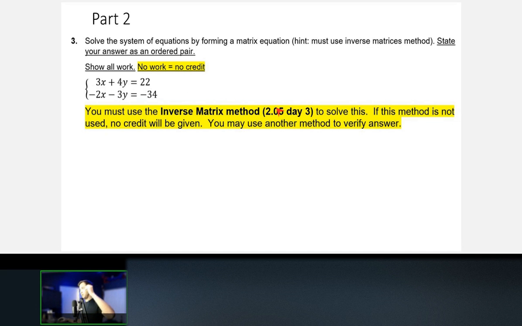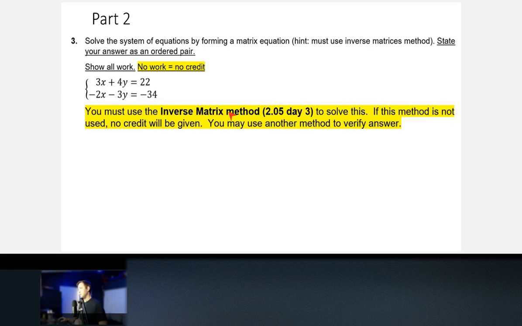I'm looking for your determinant work. I'm looking for the inverse work. I'm looking for the setup of the equation, and then the flow of work to solve it. And then I'm also looking for the answer written as an ordered pair, x comma y. So again, if you do not use this method to solve and show me your work for this, you will not get credit.